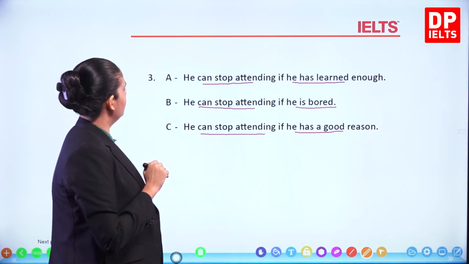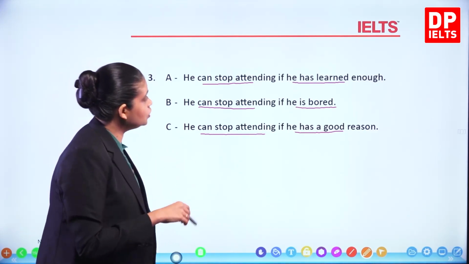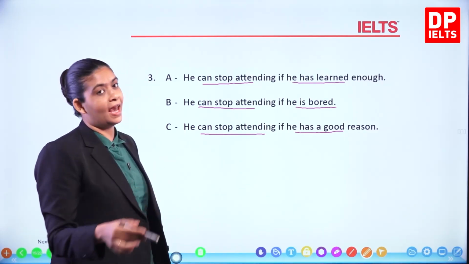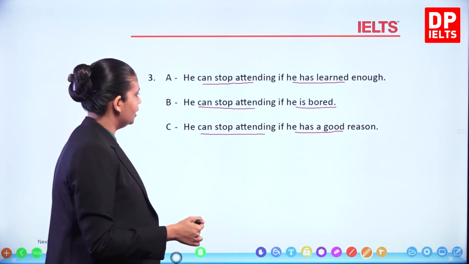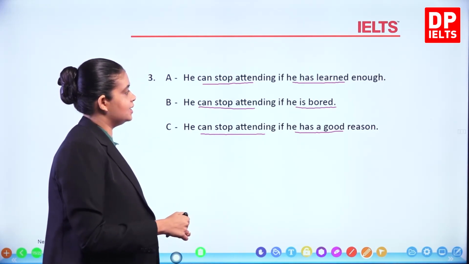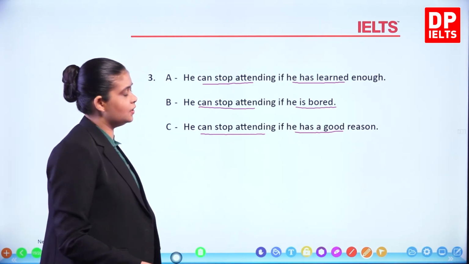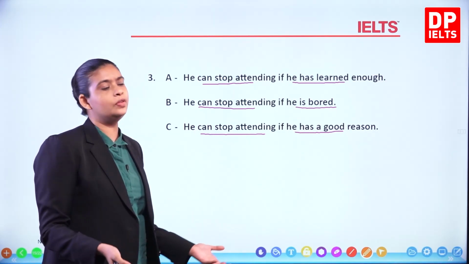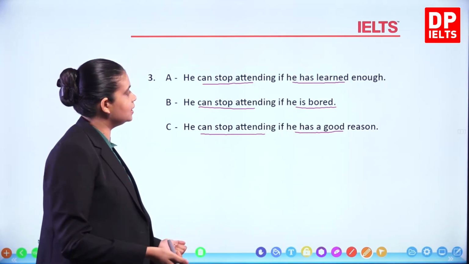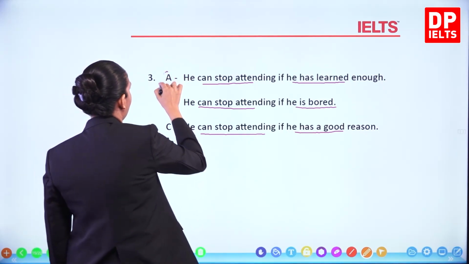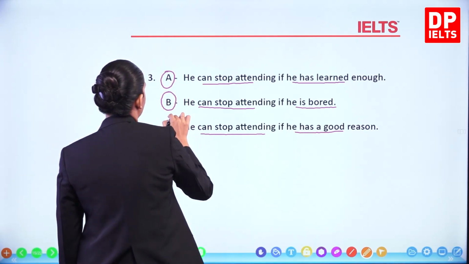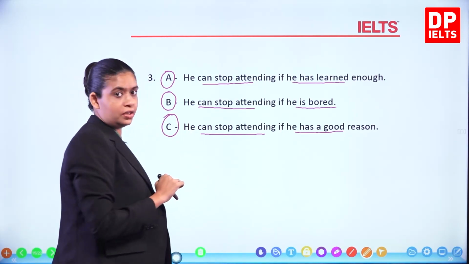Question number 3. He can stop attending if he has learnt enough. He can stop attending if he is bored. He can stop attending if he has a good reason. I think all 3 of them are fine, right? So A, B and C are correct.